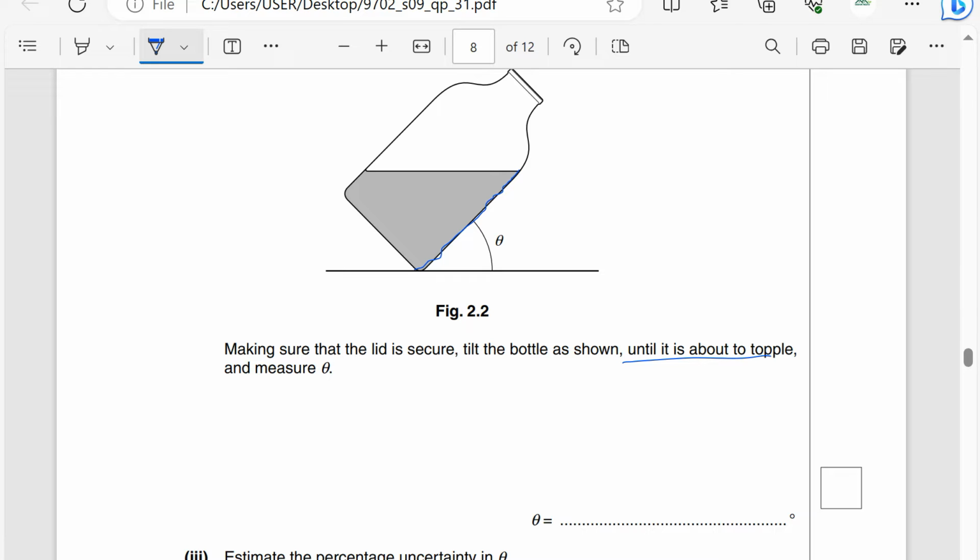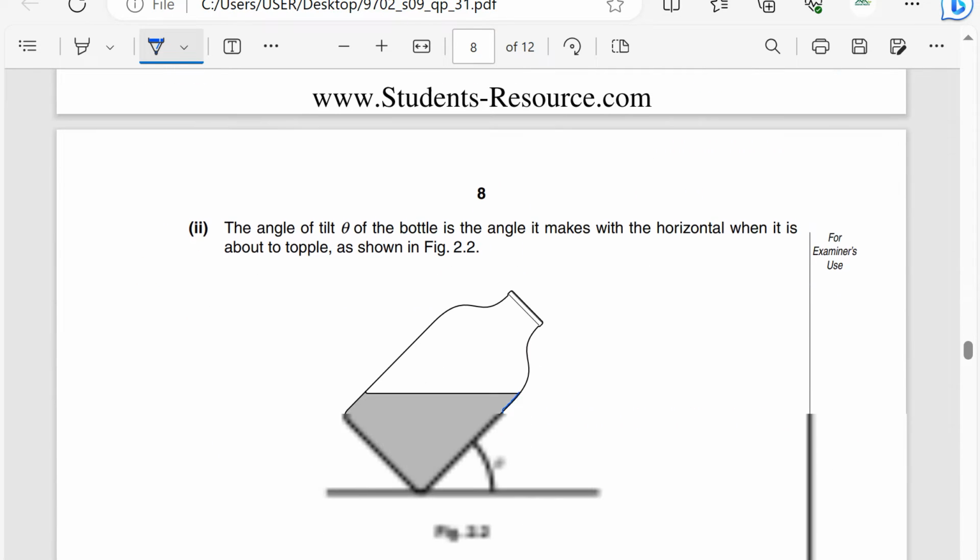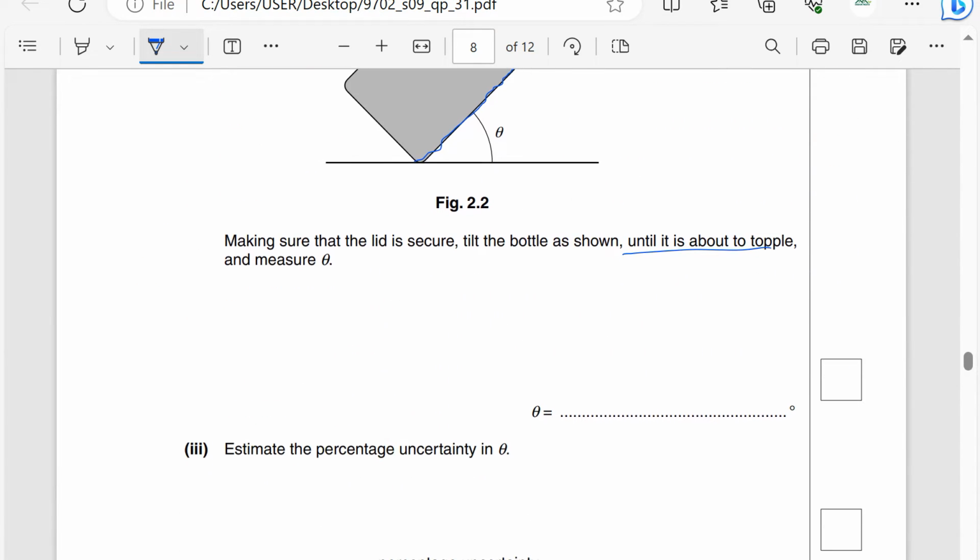So my student drew a neat table. Hope I didn't skip any question. No. So my student was able to draw a very neat table.